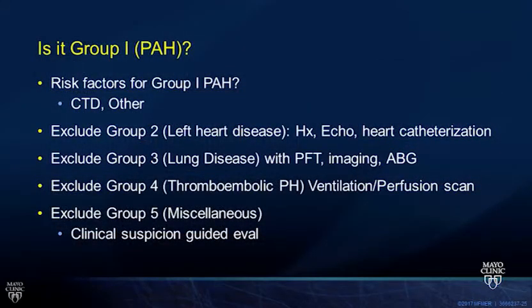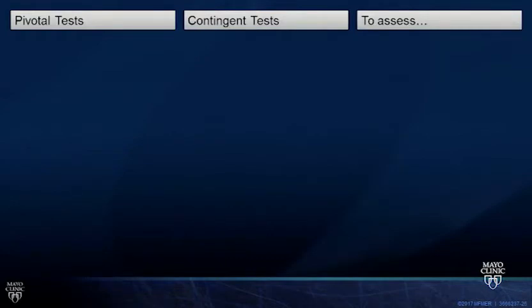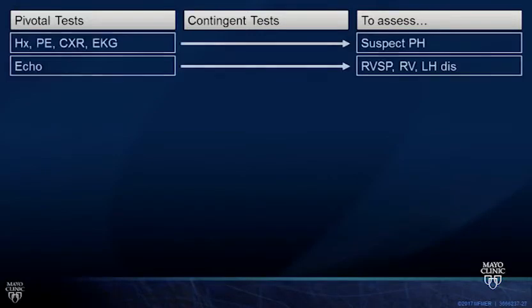So the first question when we're evaluating these patients is to ask ourselves, is it group 1? Because that's going to determine how we approach the patient from a therapeutic standpoint. So are there risk factors for group 1? So is there, for instance, connective tissue disease, family history, and so forth? We want to exclude group 2 and group 3, and the relevant investigations are seen here. Obviously, we want to exclude group 4 with a VQ scan, ventilation perfusion study, and then the miscellaneous conditions usually present in other ways.